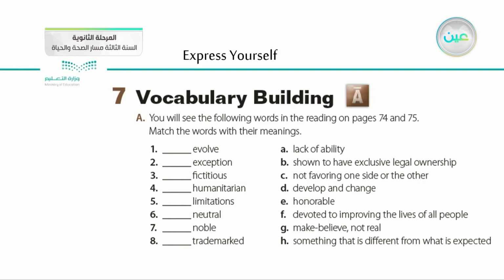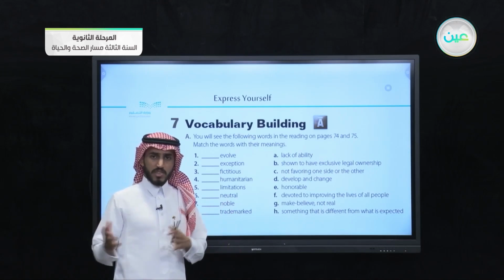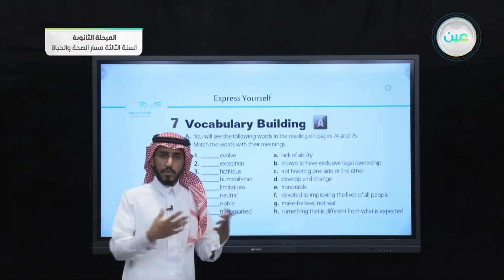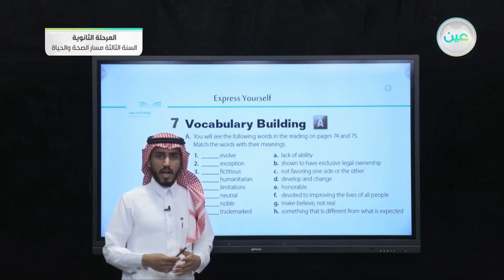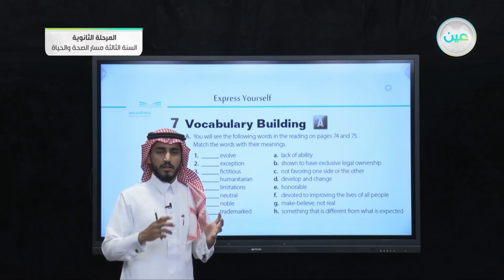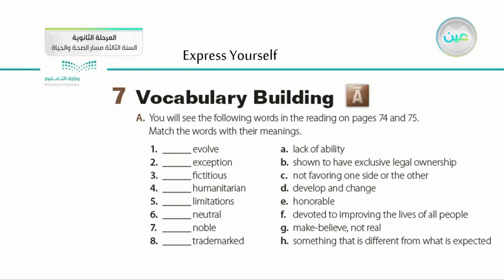Number 4, humanitarian. When we say about something that it is humanitarian, that means it aims to help people to develop their lives, and it usually wants good things for the people. Number 5, limitations. By limitations, we mean the boundaries or the lines that something can't go beyond.